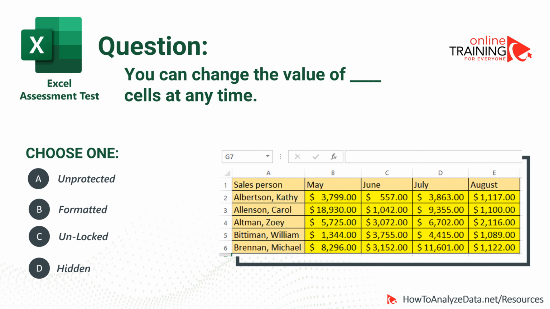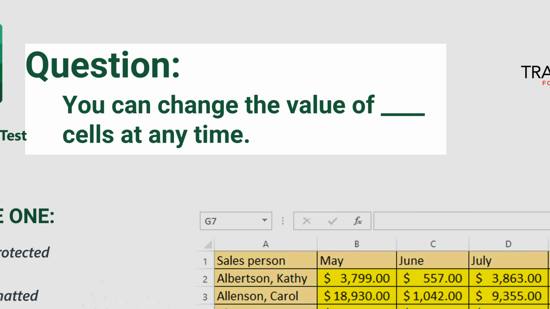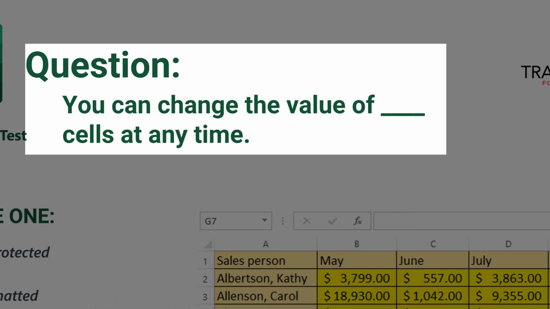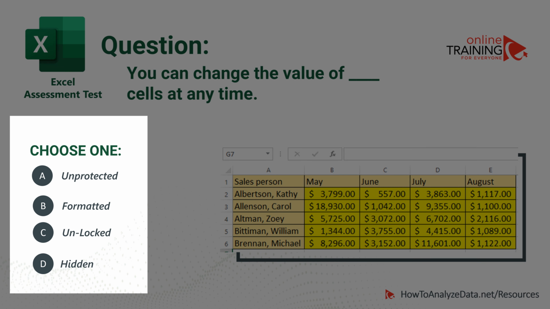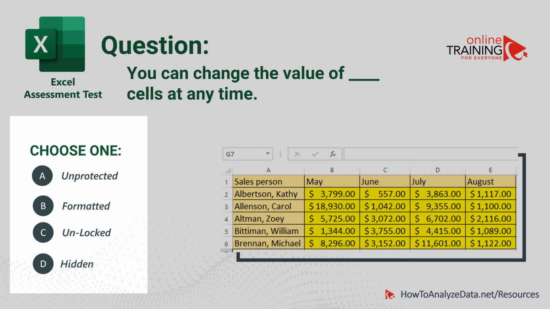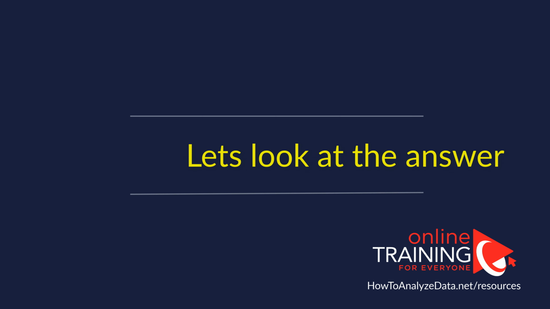Here's a typical question that aims to test your knowledge of Microsoft Excel security. You can change the value and then you need to fill in the blank of cells at any time. And there are 4 choices: unprotected, formatted, unlocked, and hidden. Which one would you choose? Which one do you think is the right answer?